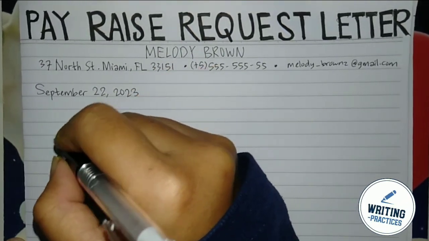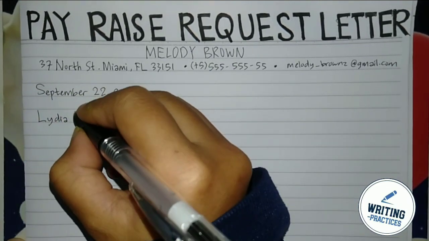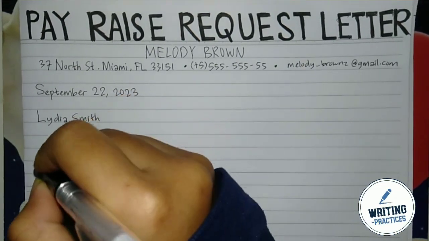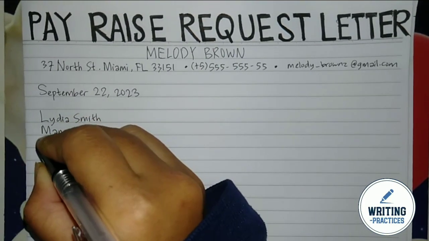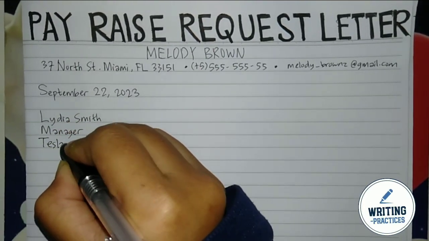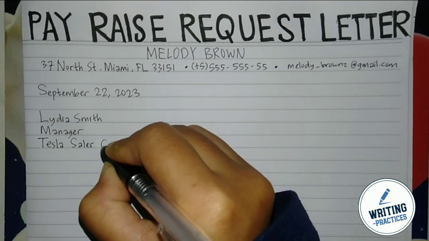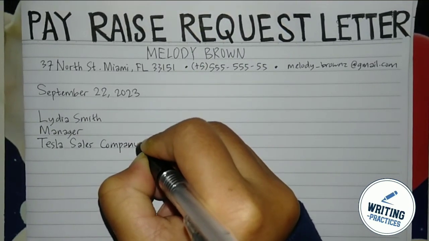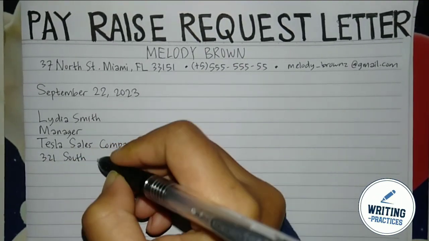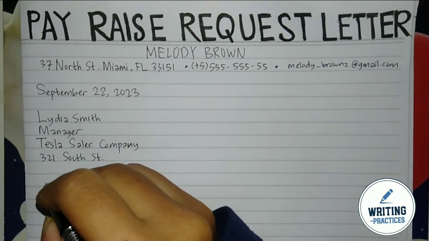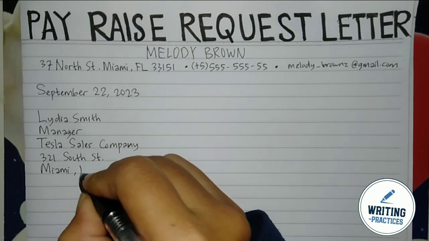After that, write the information about the recipient. In this example, the letter is addressed to the manager. So, write the full name. Under it, write the occupation in the company. And write the name of the company. After that, write also the address of the office or company. Yes, you have to mention the number, street name, city, state, and zip code.